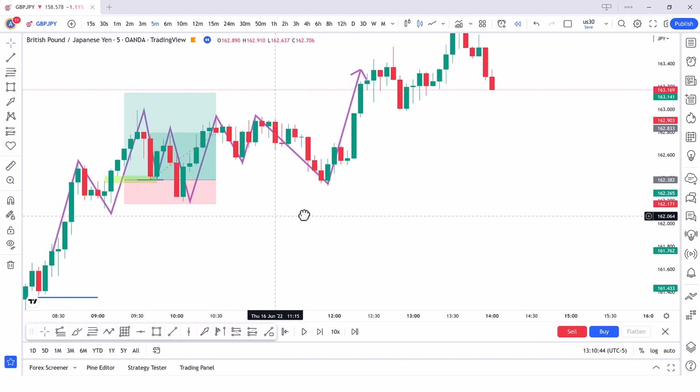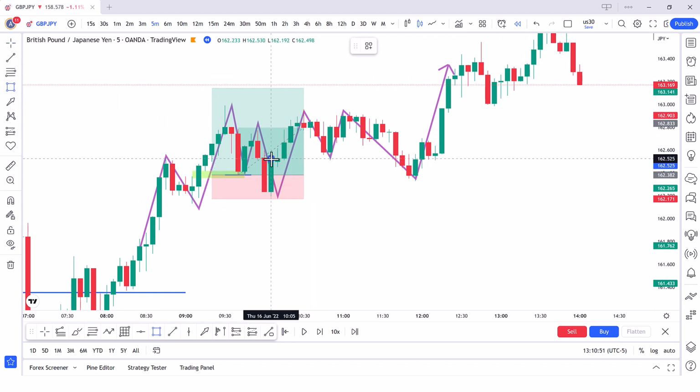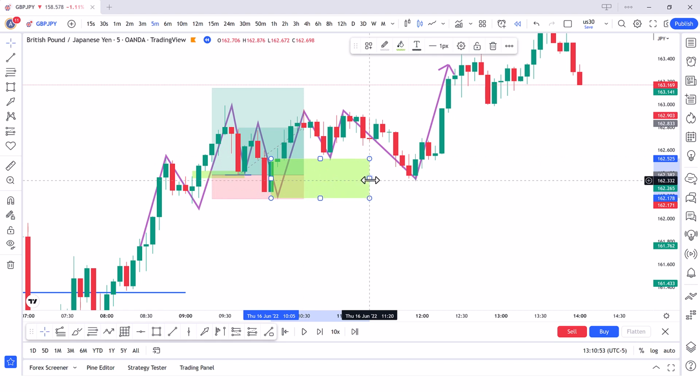you can see the result. After that, we have another entry here. Here we have an order block.